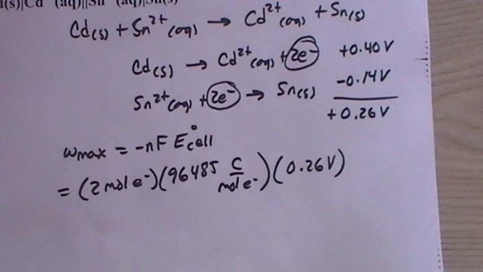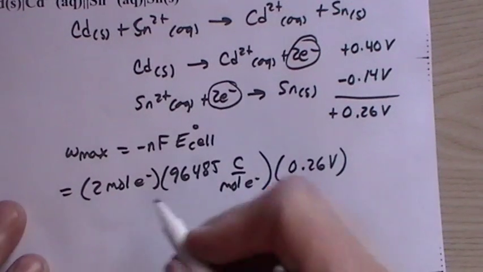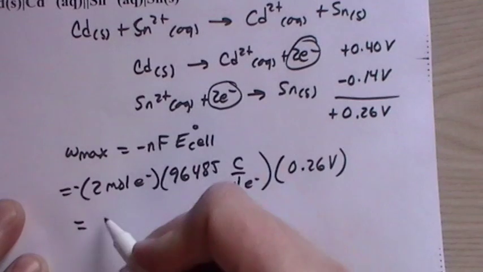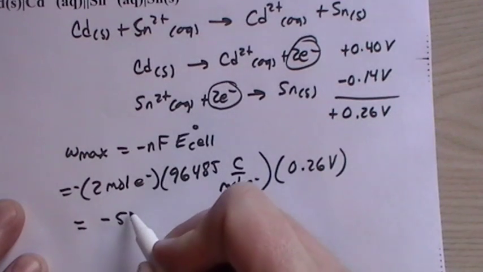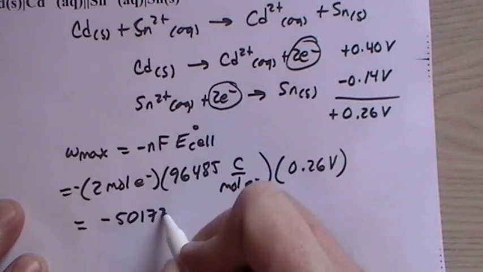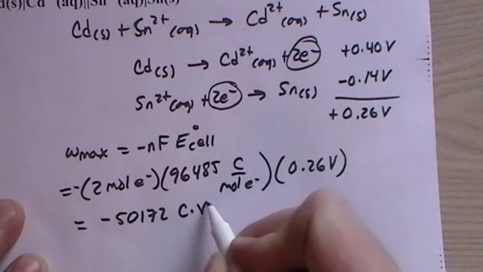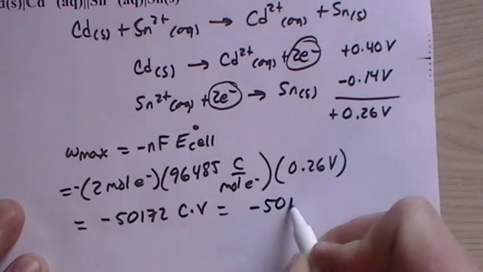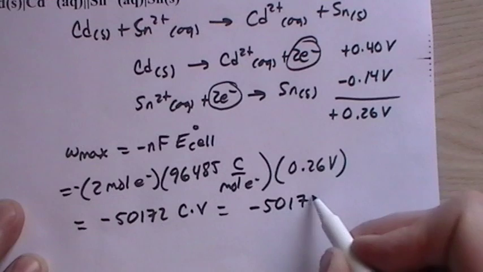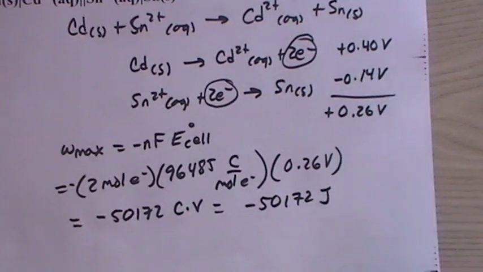So I just jumped right into this calculation. That's the equation that you'll need. 2 times. I didn't mention the conversion here, but let's do this out. And this is negative. So negative 50,172 coulombs times volts, and that's joules. Coulombs times volts gives us joules.